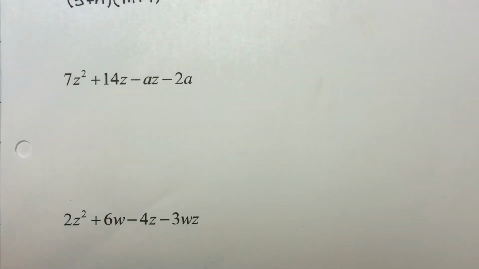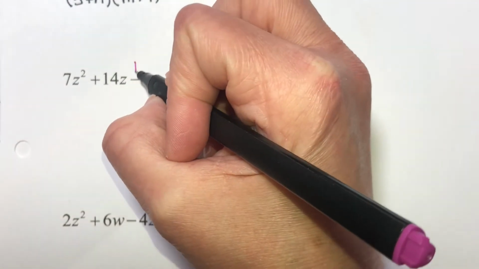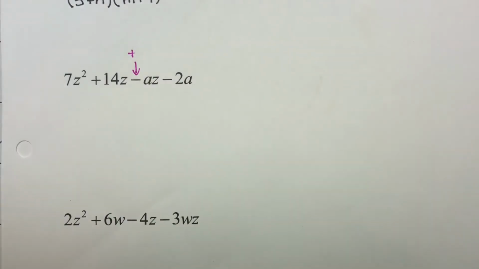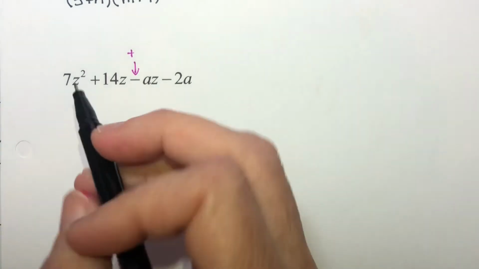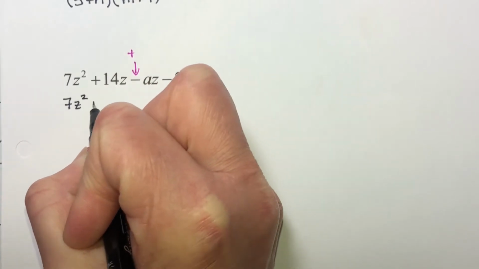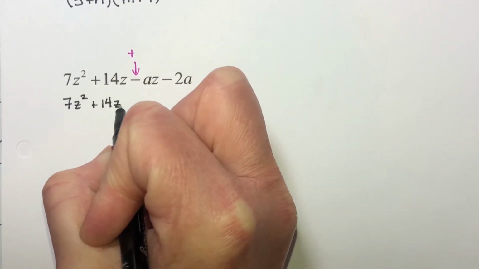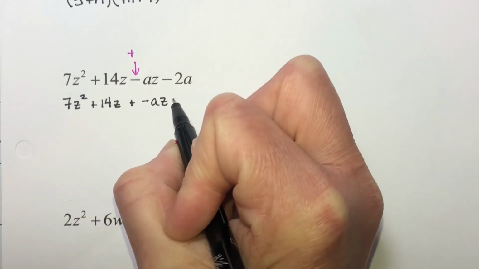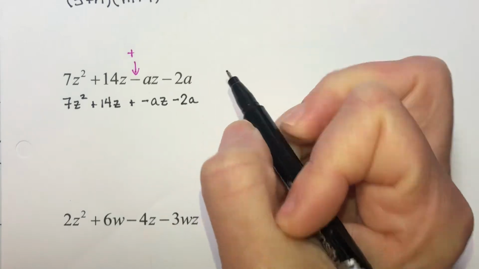The first thing I want to do is make sure that I have a plus sign right here. This needs to be a plus. I told you we have 2 ways to work it, and I will work it both ways on this problem. The first way I'm going to work it is to change this to plus a negative. So I'm going to rewrite this as 7z squared plus 14z plus negative az minus 2a.